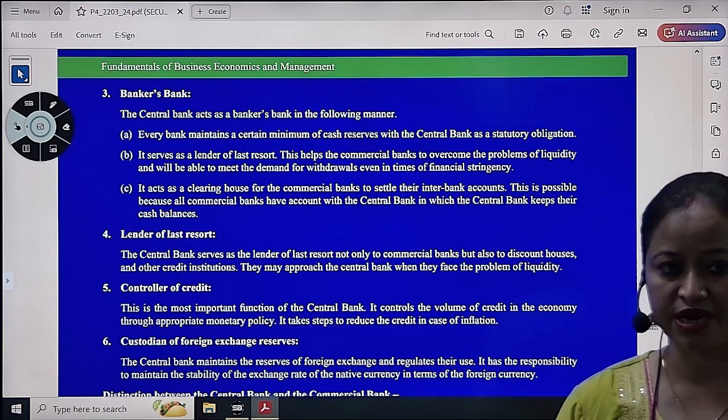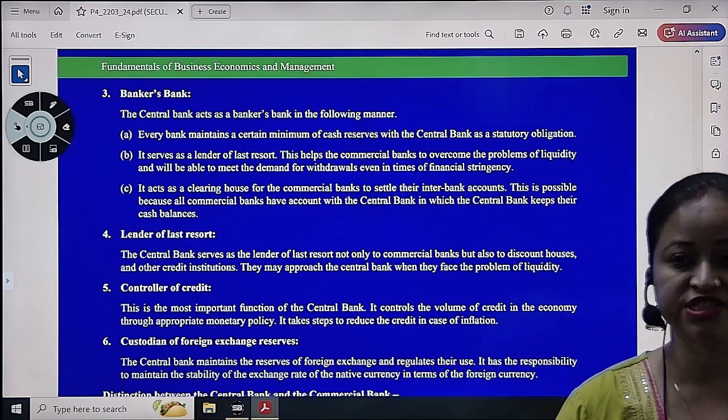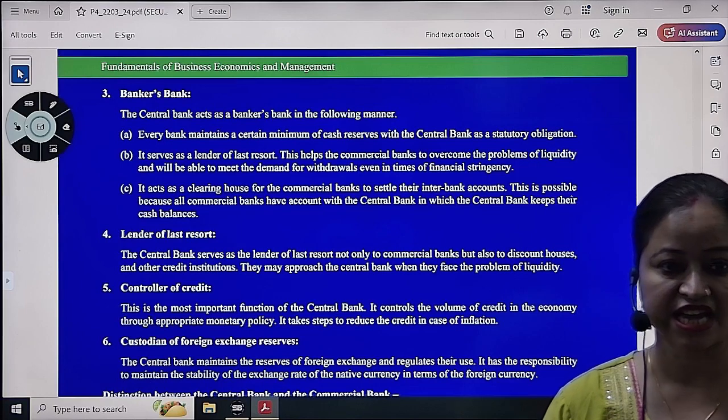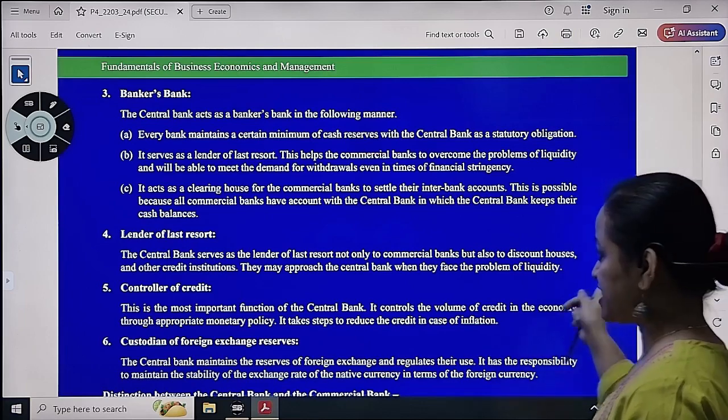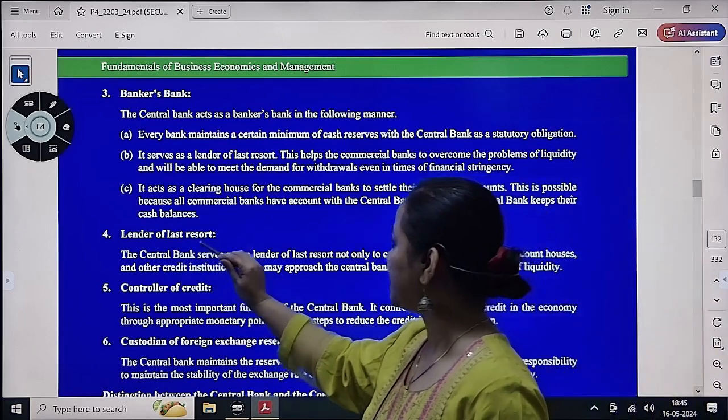Okay, we are in trouble. We are facing trouble with liquidity. हम लोग के पास पैसा नहीं है. So it is the central bank who will help all the banks. So that's why the central bank is called the lender of the last resort.